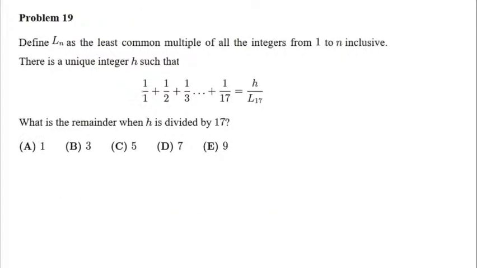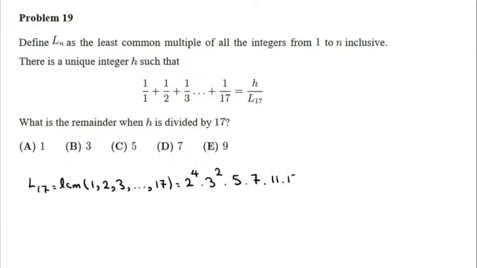Okay, here. At first, we should focus on finding L17. L17 is the LCM of 1, 2, 3, up to 17. So, 2 to the power of what is maximum? Because we have 16, that is 2 to the power of 4. 3 to the power of what? We have 9, not 27, so 3 squared. 5, we don't have 25, so 5 times 7 times 11 times 13 times 17.